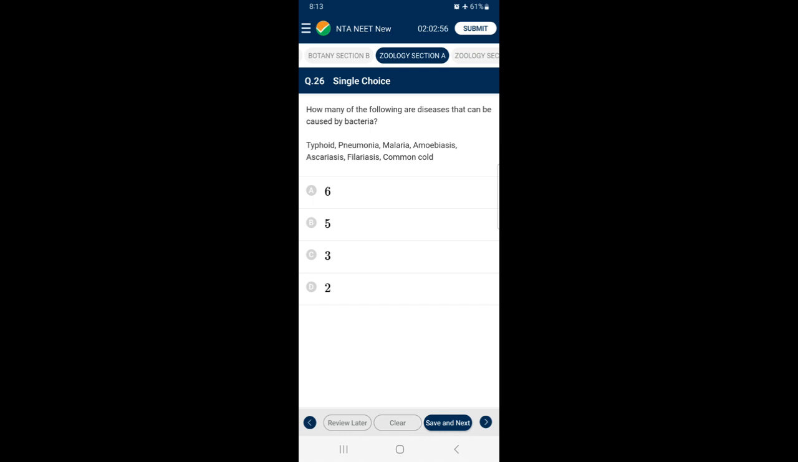Question number 26. How many of the following are diseases that can be caused by bacteria? Diseases caused by bacteria: typhoid, pneumonia. Malaria is not bacterial. Amoebiasis is a protozoan disease. Ascariasis and filariasis are caused by nematodes. The common cold is caused by a virus. Typhoid and pneumonia are caused by bacteria. So the answer is option D, only 2.